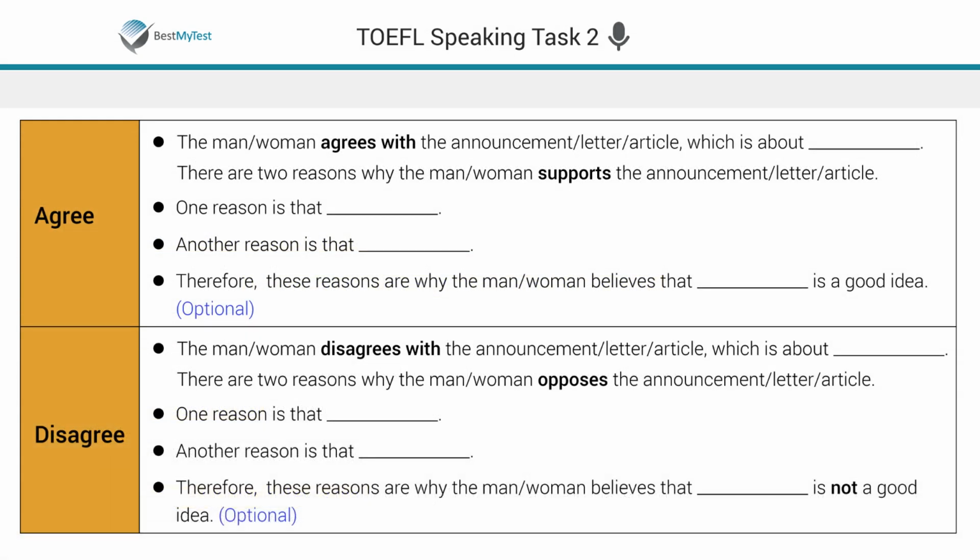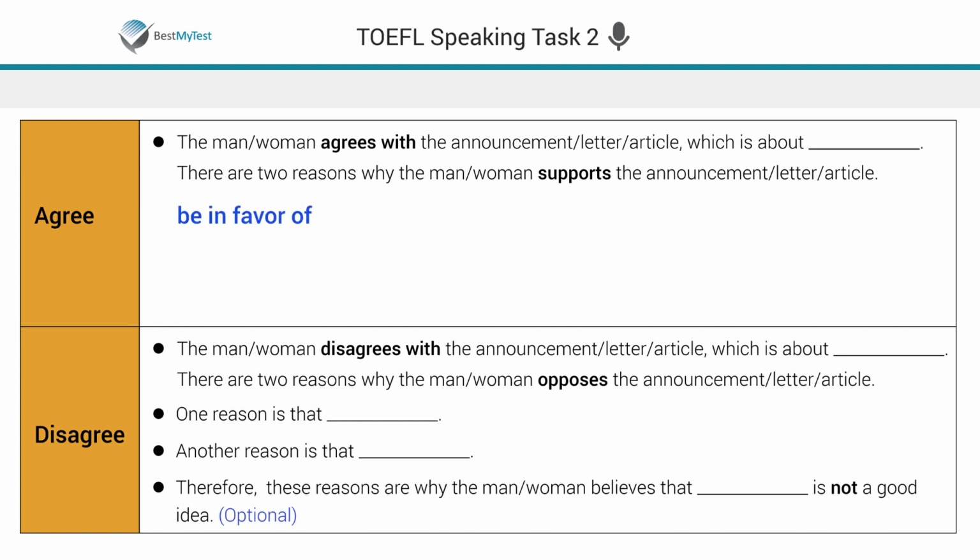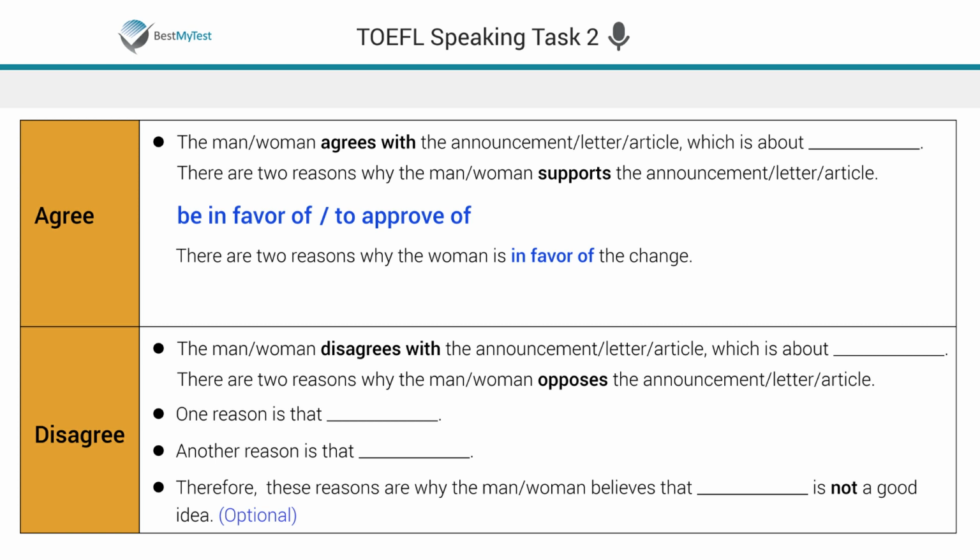All right, notice that in this template we use agree with, disagree with, support, and oppose to report the opinion. There are other words and phrases that we can use to express our support or opposition. For example, we can say be in favor of or approve of for expressing support. Let's take a look at two examples. There are two reasons why the woman is in favor of the change. The woman approves of the new rule to reduce paper waste.